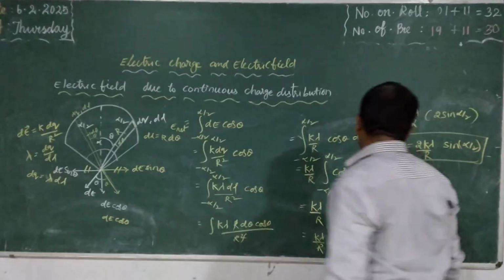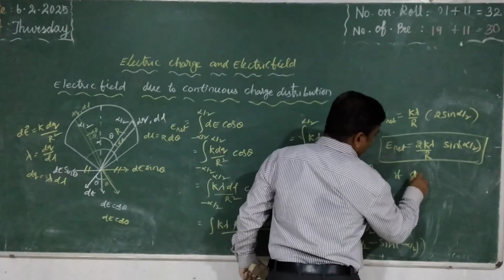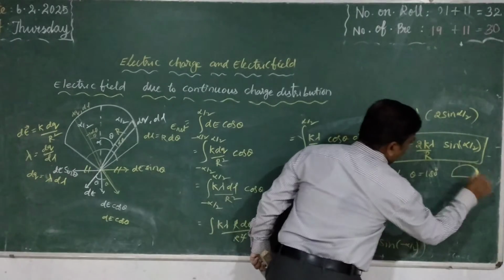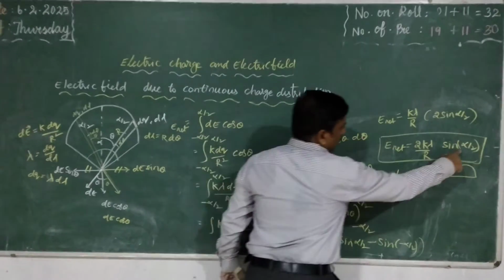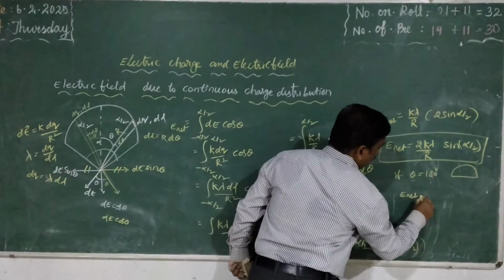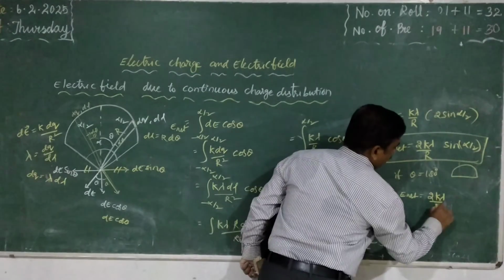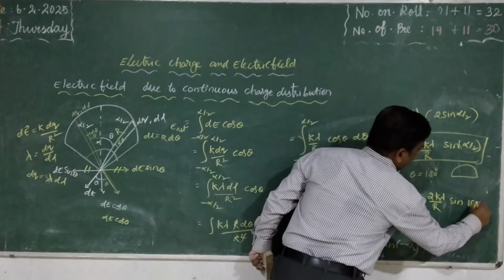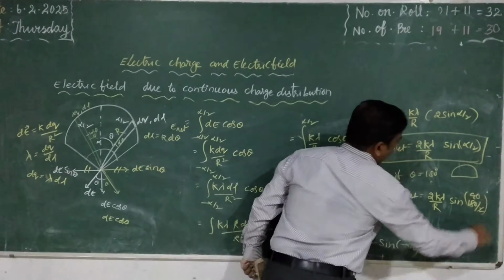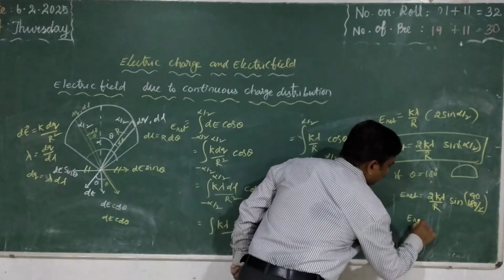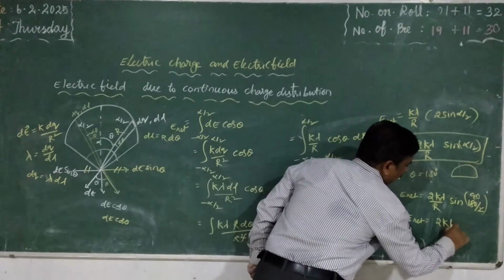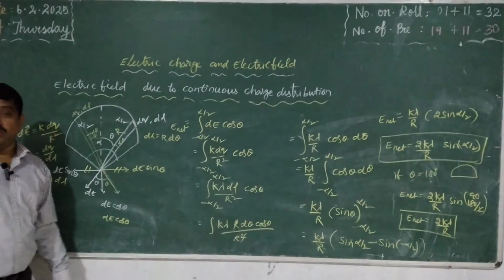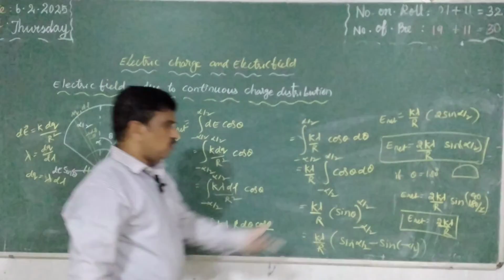For example, first case: if alpha is 180, which is the semicircular rod. E net equals 2k lambda by r sin alpha by 2, which is 180 by 2, that is 90. Sin 90 is 1. So the net electric field is 2k lambda by r. This is the net electric field due to a continuously charged semicircular rod.